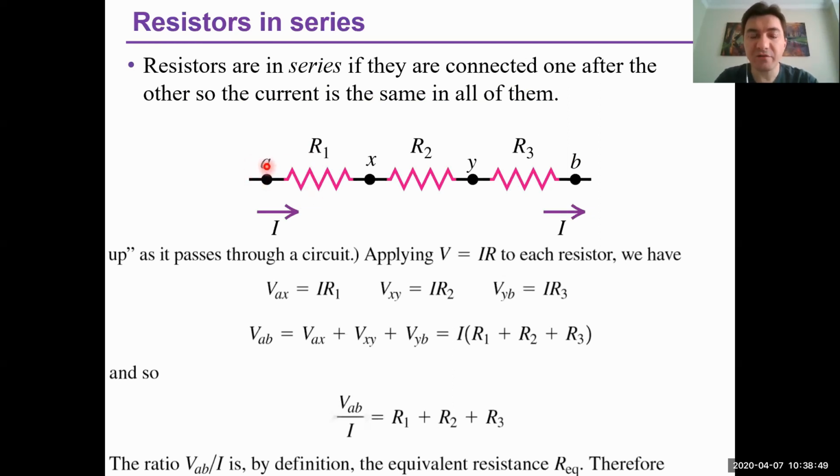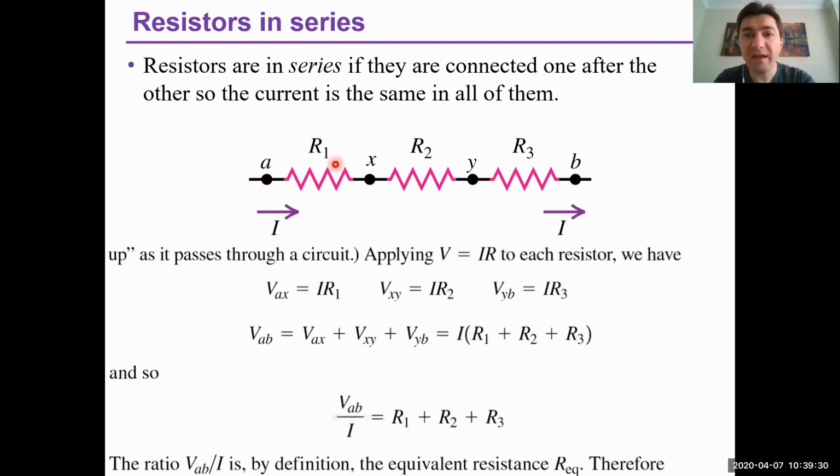Just try to calculate the potential difference between point A and point X. Between A and X, the potential difference can be written like this: V_AX equals the current passing through that resistor times the resistance of the resistor, I times R1. Again, the voltage difference between X and Y can be written as I times R2, and the voltage difference between Y and B can be written as I times R3. Is it okay?